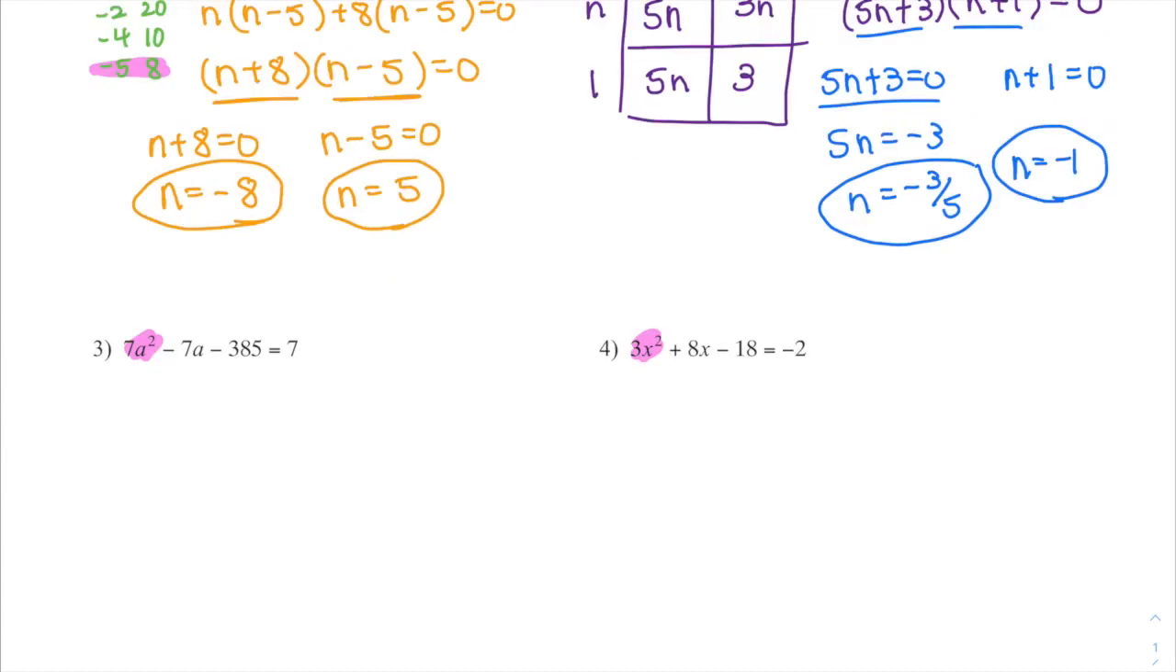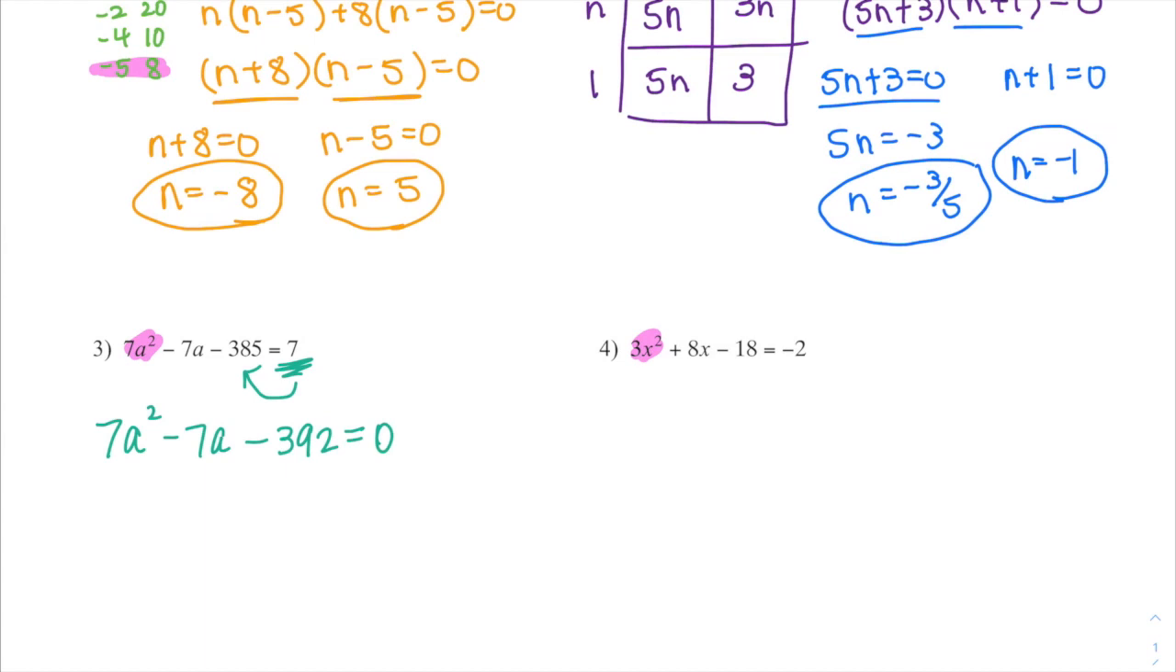Alright, let's look at example 3. So on example 3, there's one thing that has changed. We have a 7 on the right side. Remember, we need it to be equal to 0. So our first step is going to be moving the 7 over by subtracting. So negative 385 minus 7 is going to give us negative 392 equals 0.